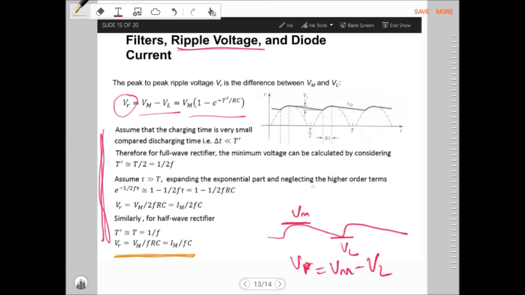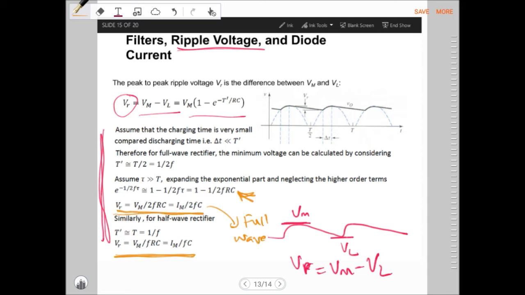Expanding the exponential part and neglecting the higher order terms, it means that you do some mathematics towards it, and then you will see that e to the minus 1 over 2f tau equals 1 minus 1 over 2fRC. This can be done mathematically. VR then becomes Vm over 2fRC, or Vm over 2fC. So this is the ripple voltage for a full wave rectifier.